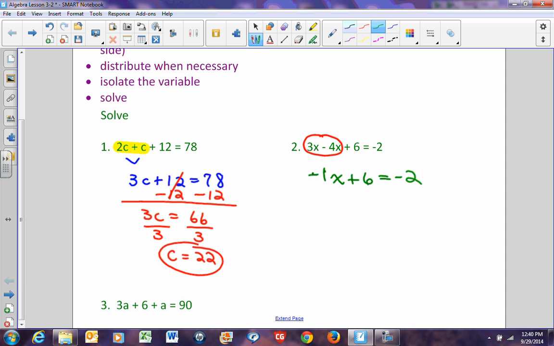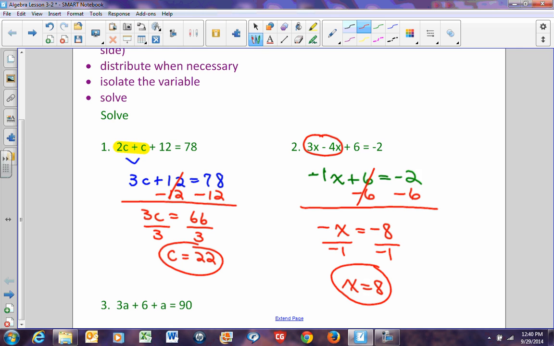Now to get x by itself, I'm going to subtract 6 from both sides of the equation. If I do that, I get negative x, or negative 1x. These two cancel out. Negative 2 minus 6 is negative 8. I don't want to know what the opposite of x is. I want to know what x is, so I will divide by negative 1, and I will get x equals 8. As simple as that.